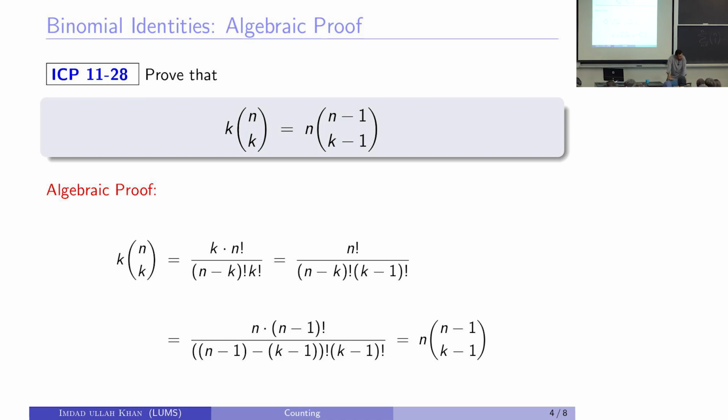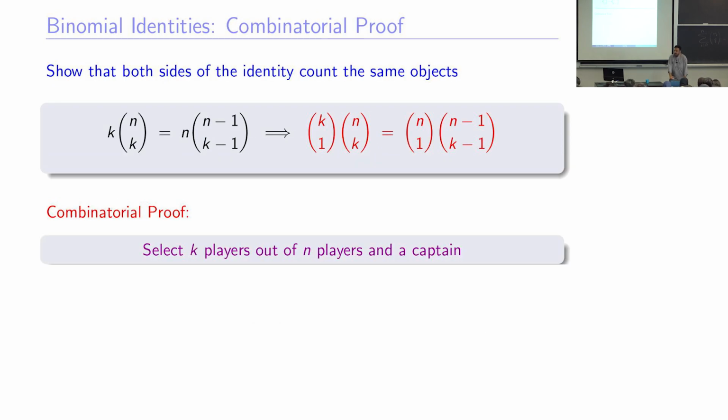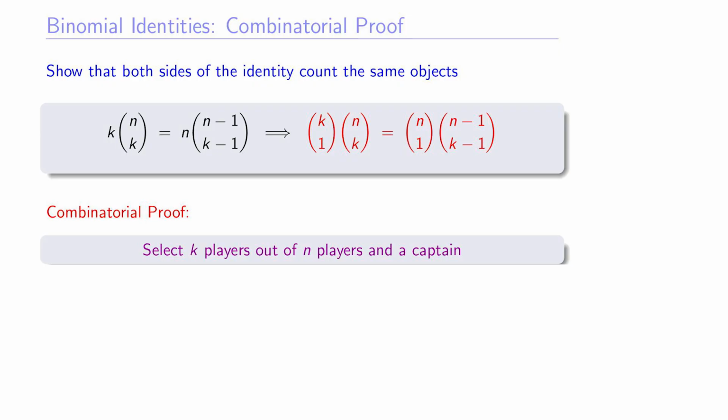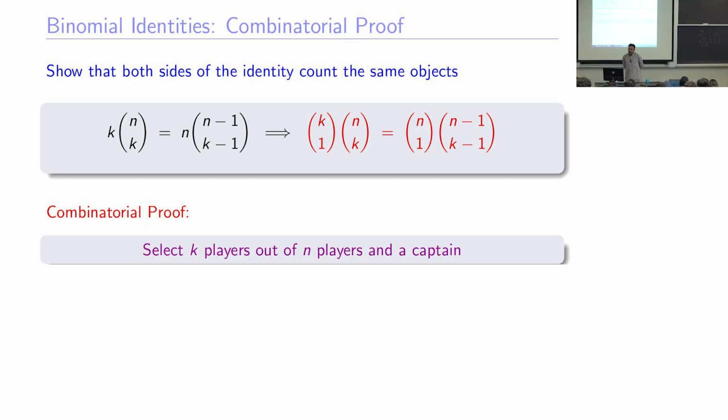Okay, let's do a combinatorial proof of this. Here's a counting task: select k players out of n players, and also select a captain of this team of k players. So I have a total pool of n players. I'm going to choose k players out of them with a captain. I have to choose k players, and out of these k, one should be a captain. So now I can do it in two different ways.